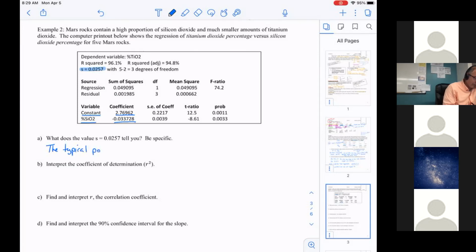The typical point deviates 0.0257% TiO2 from the regression line, because that'll be the unit of my response variable. Basically, that is my residual.